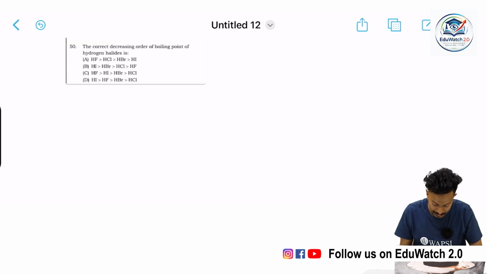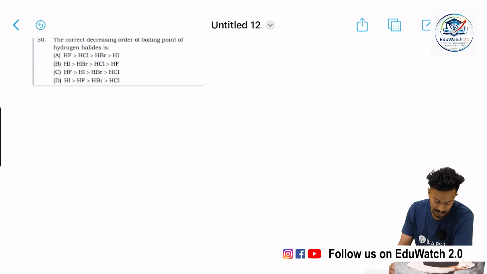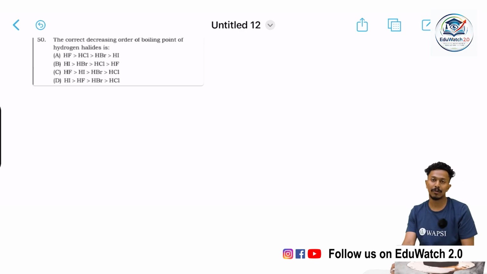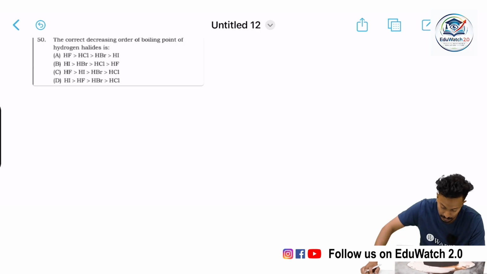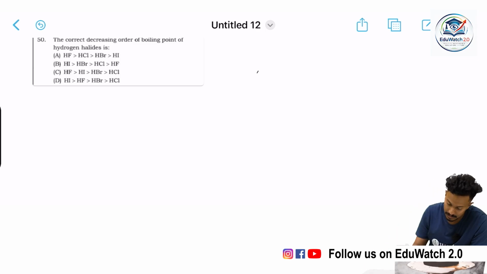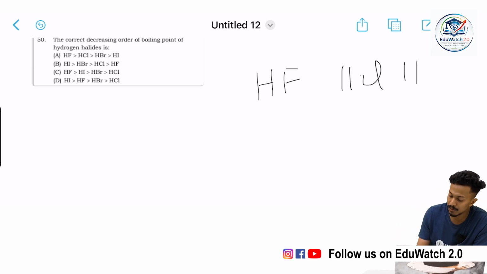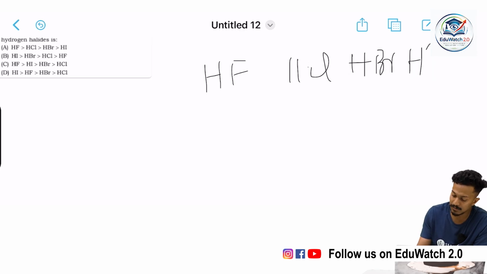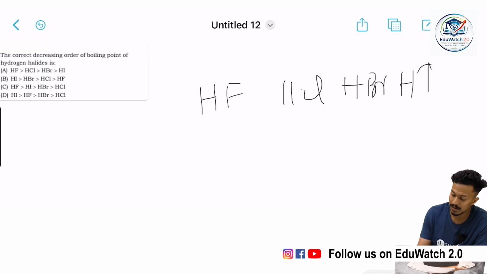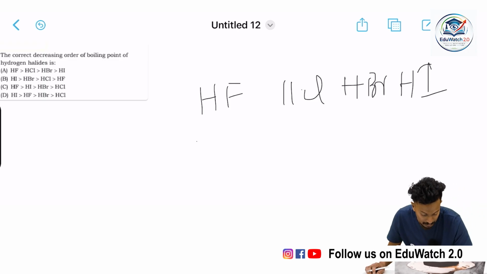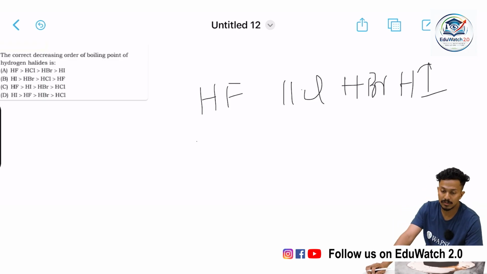The correct decreasing order of boiling points of hydrogen halides is, okay, you have to find out the correct decreasing order of hydrogen halides. So, we have the halogen group here: hydrogen fluoride, hydrogen chloride, and fluorine, chlorine, bromine and iodine. These are the hydrogen halides explained here. You have to find out the decreasing order of their boiling points.